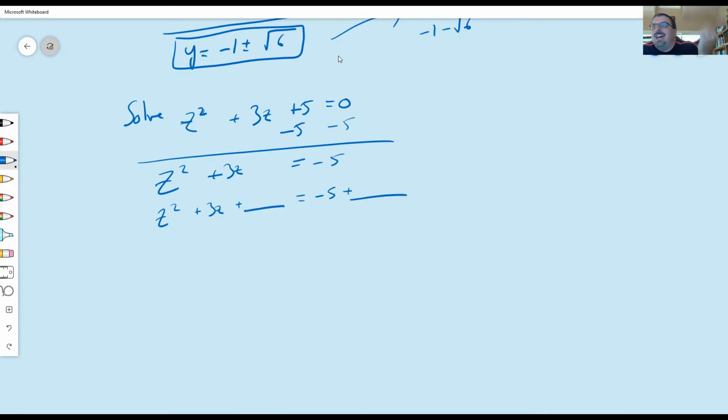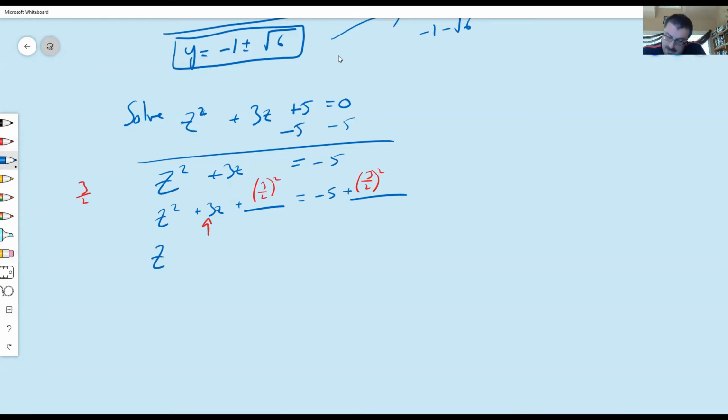So here we're going to take half of our middle term. So half of 3. You may say 1.5. I think it works better if we leave it as a fraction. So half of 3 is 3 divided by 2. That's all I can say about it. And square it. Put that over there so we can see it.